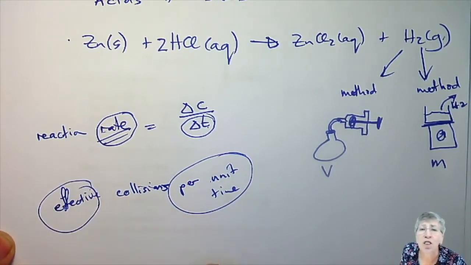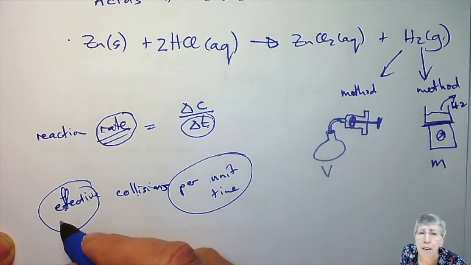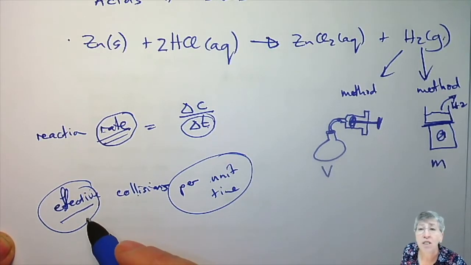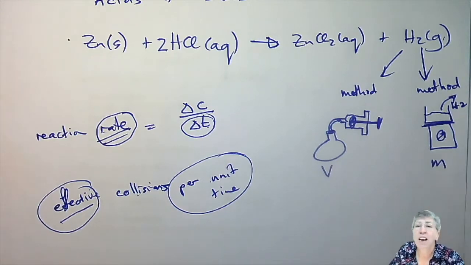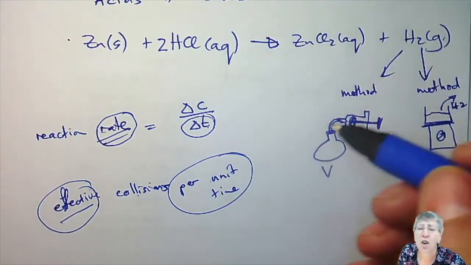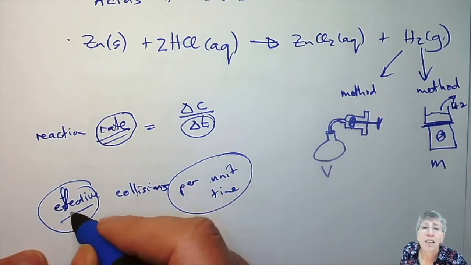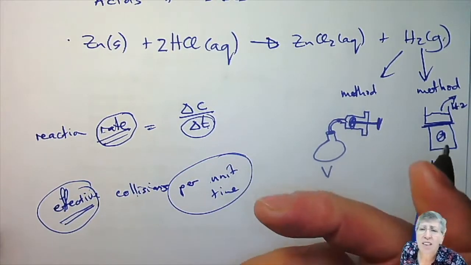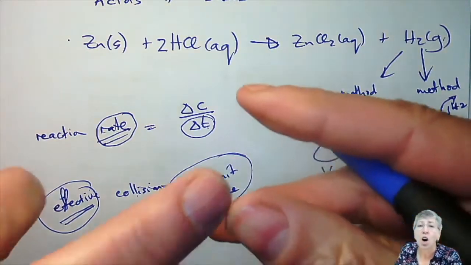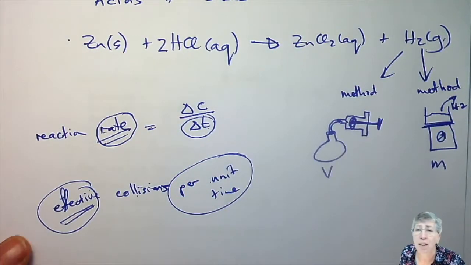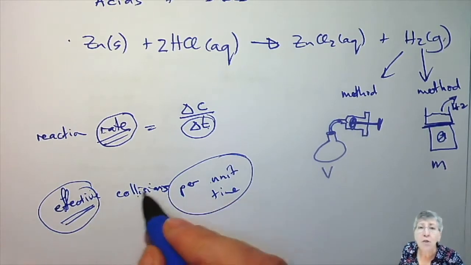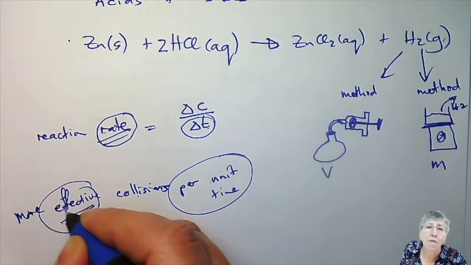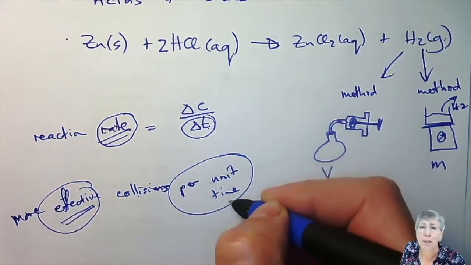And remember, it's not just collisions, it's effective collisions, collisions that result in product. If they don't result in product, they don't make your reaction happen. The reaction is not progressing, right? So you need effective collisions. So they need to have enough kinetic energy to provide that activation energy, and their orientation needs to be right. Okay, so remember, every rate question you must end with more effective collisions per unit time.